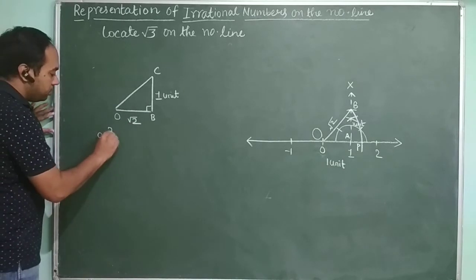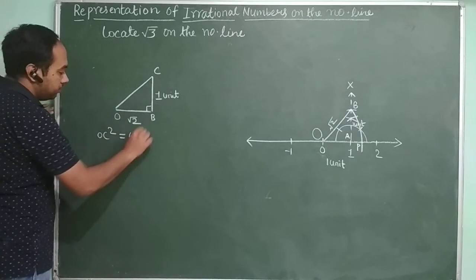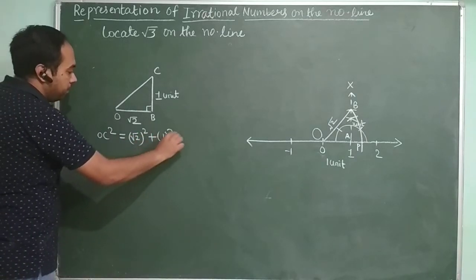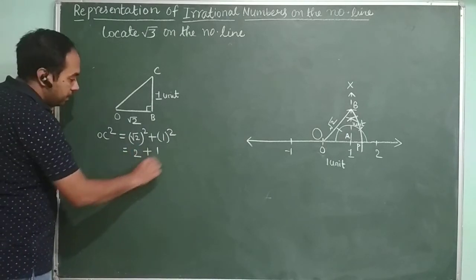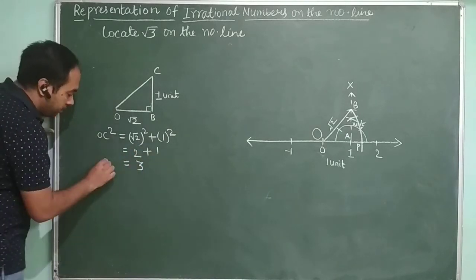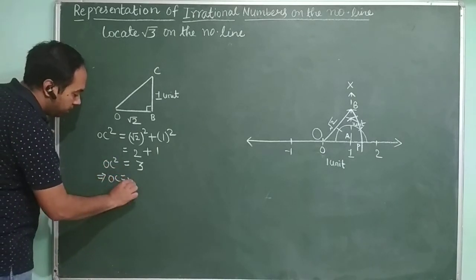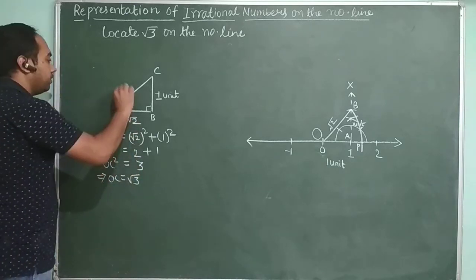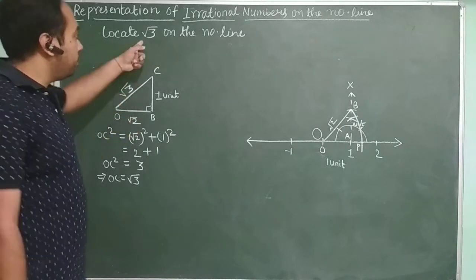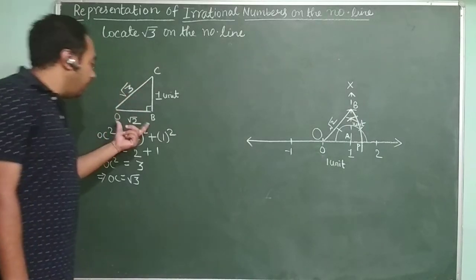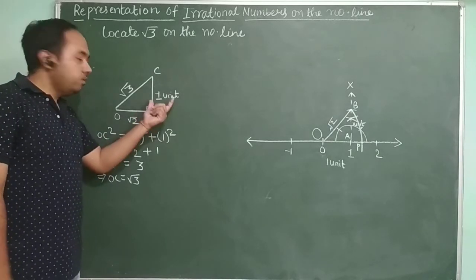So this time OC square will be equal to base square plus perpendicular square. This root 2 square is what? 2. Plus 1 square is what? 1. 2 plus 1 is how much? 3. So OC square is equal to 3. This implies OC is equal to what? Under root 3. आई बात समझ में? ठीक है, इसका मतलब ये हुआ कि अगर हमें root 3 रिप्रेजेंट करना है, so first we will consider OB equal to under root 2 and BC equal to 1 unit.